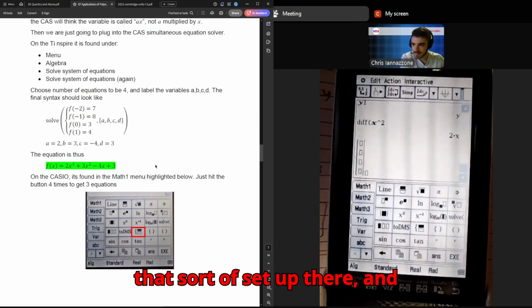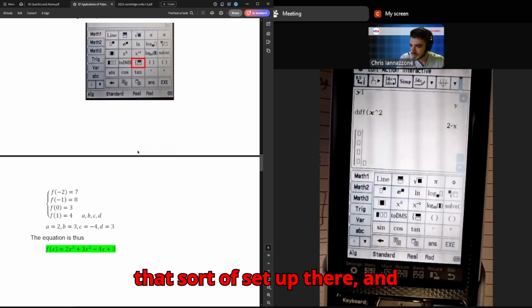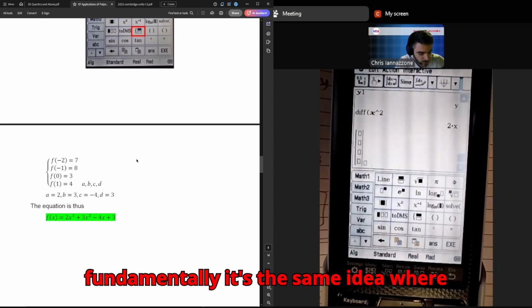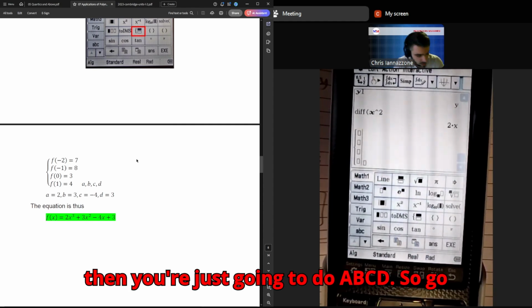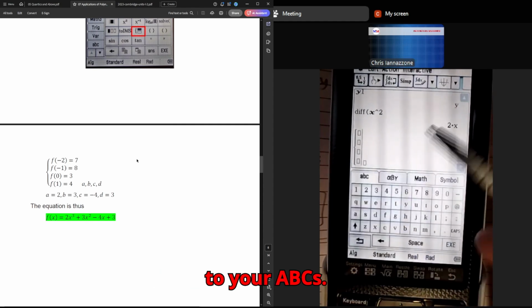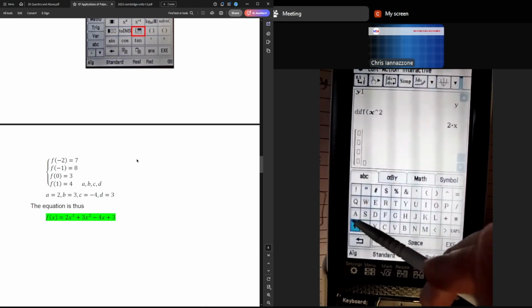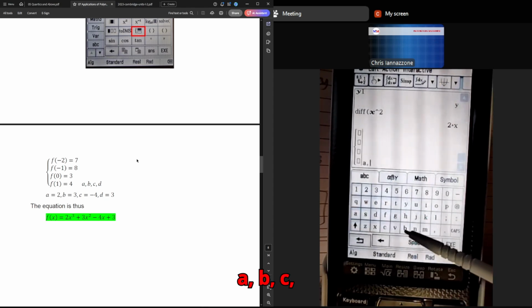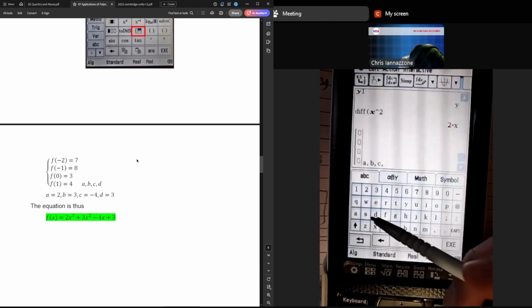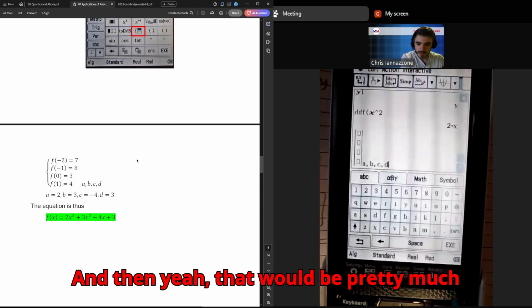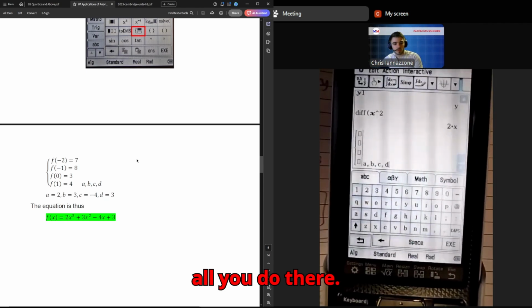Yeah, so you get that sort of setup there, and fundamentally it's the same idea, where this is where you put your equations, and then you're just going to do A, B, C, D. So go to your ABCs: A, comma, B, comma, C, comma, D. And then that would be pretty much all you do there.